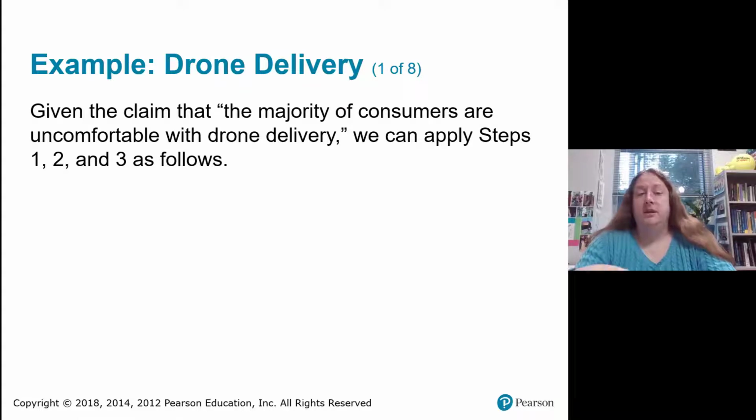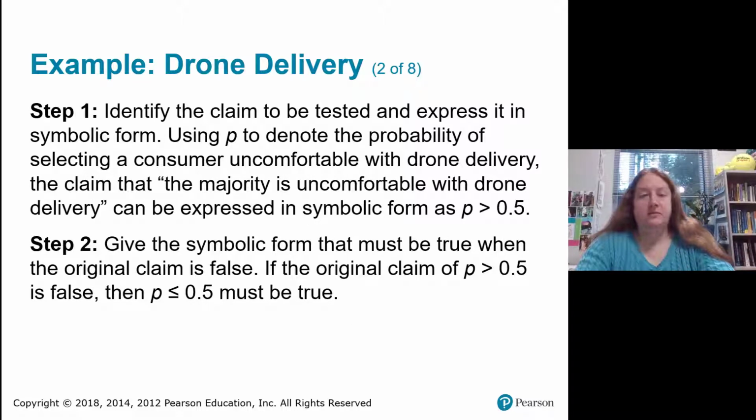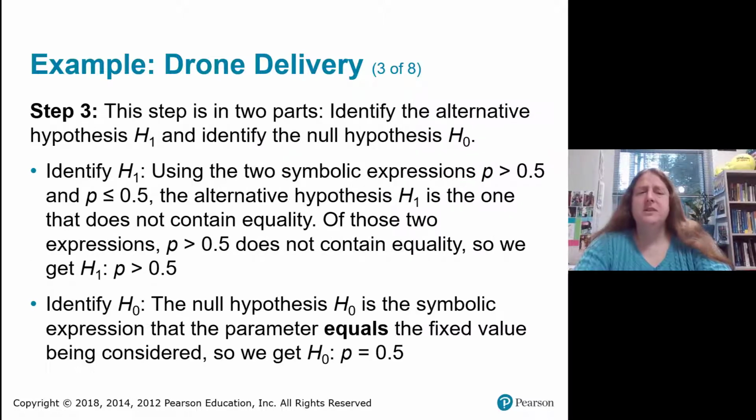So in our drone delivery example, we can apply these things. We've already applied step 1. We said, hey, the majority are comfortable with drone delivery. And then we have our symbolic form. So the original claim that p is greater than 0.5 is false, or if it is, then that means that p is less than or equal to 0.5. So step 3, coming up with our null and alternative hypotheses.